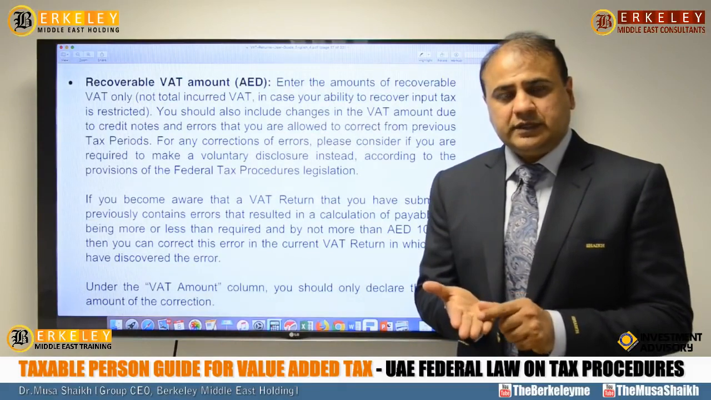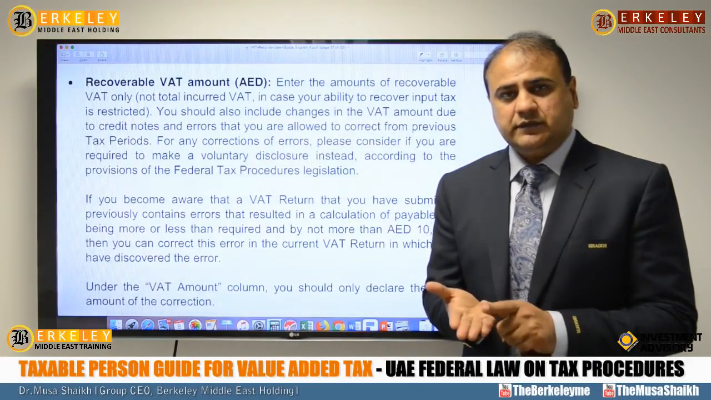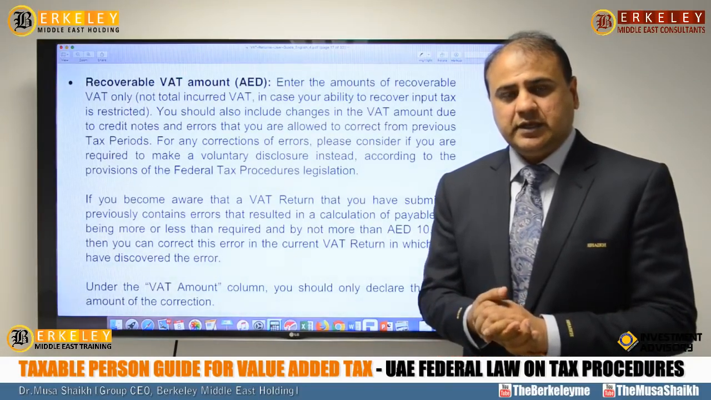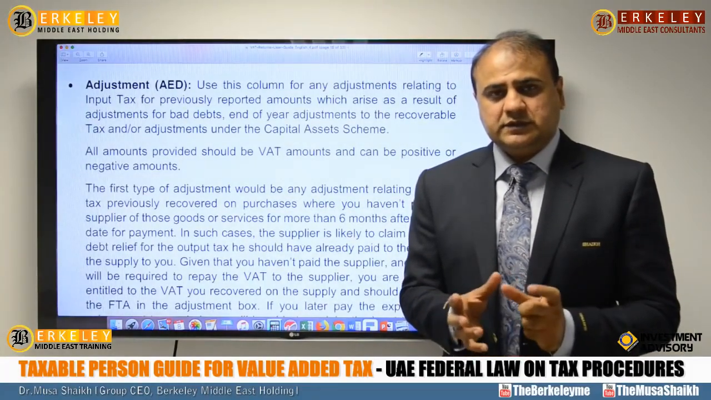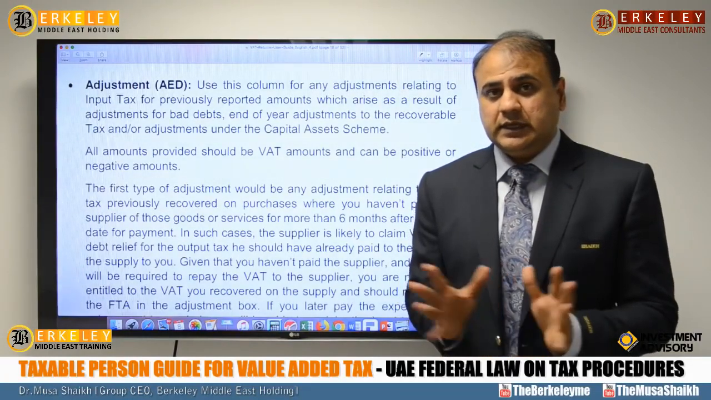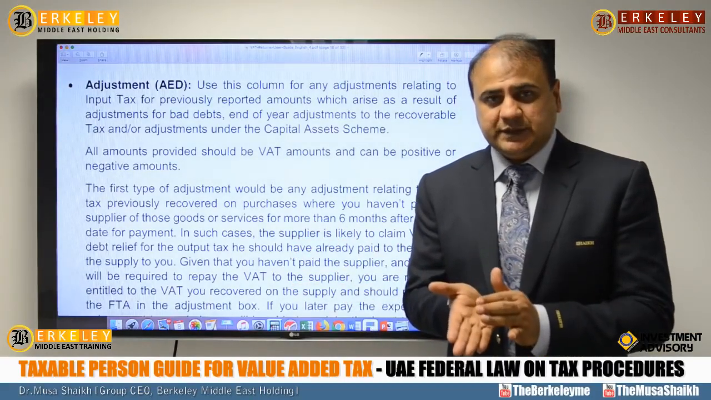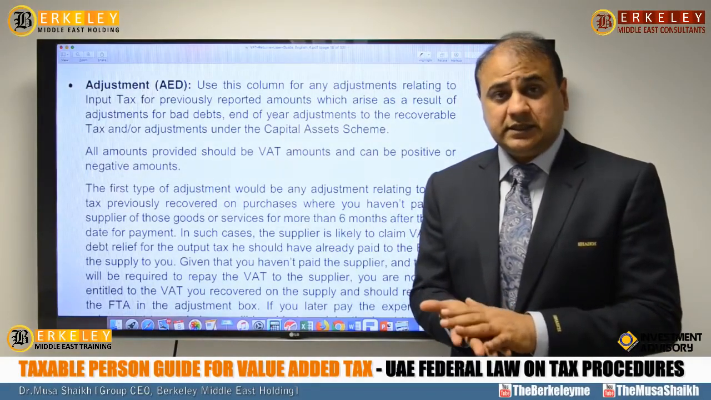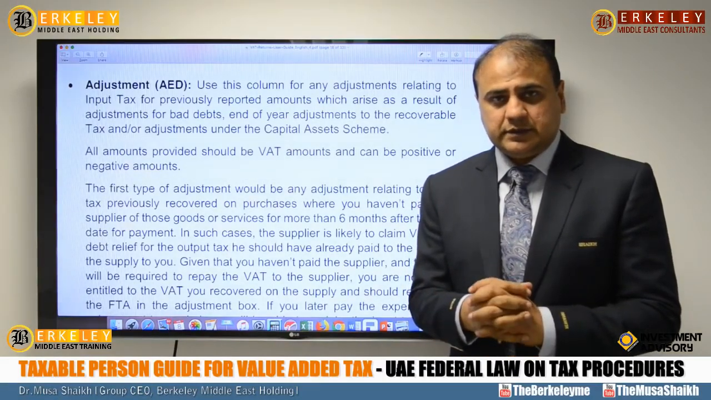And if you have some corrections, you should know whether you are above 10,000 or below 10,000. If you're above 10,000, you have to give an extra disclosure to FTA, which will be subject to their approval. In terms of adjustments, this box is to be used if you have some bad debts. Some debtors have reported to you that they are not going to pay, so this is the right time to show them in adjustments. Any kind of end of year adjustments under the capital asset schemes. Any amount can be positive or negative, so there is nothing to worry about.